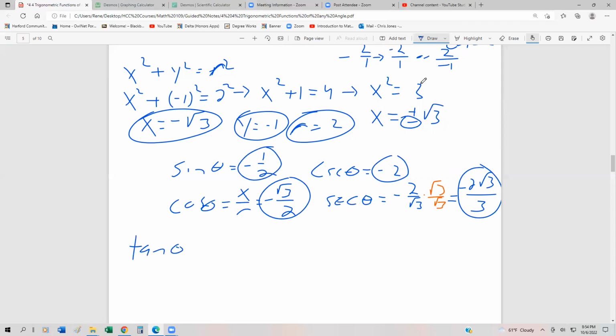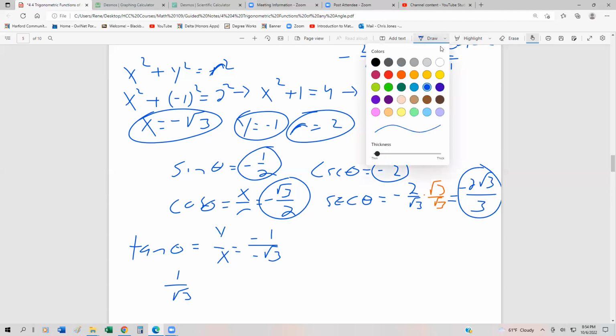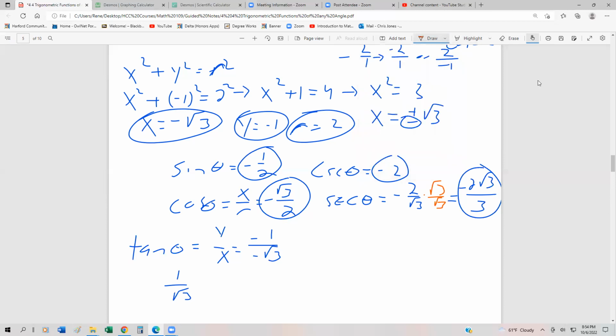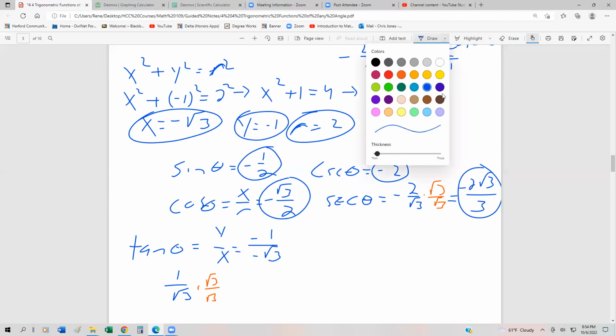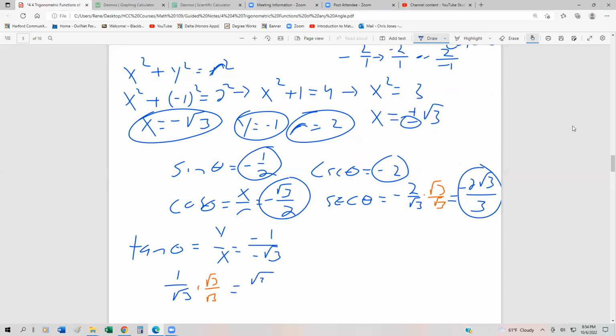We know that the tangent of theta is going to be y over x. We know that y is -1, and we know that x is -√3. So that's the same thing as 1 over the square root of 3, positive. And then we're going to rationalize it by multiplying by √3 over √3. And that should end up being √3 over 3. So that would be √3 divided by 3 when we simplify that expression.